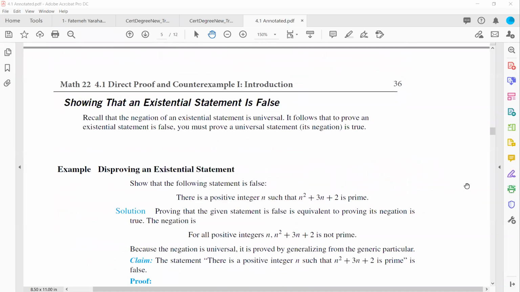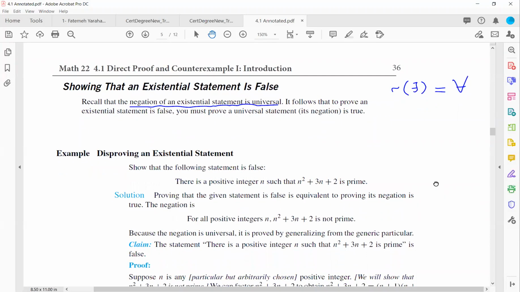Suppose you want to show that an existential statement is false. First of all, recall that the negation of an existential statement is universal. So the negation of "there exists" is going to be "for all." It follows that to prove an existential statement is false, you must prove that a universal statement, its negation, is true. Let's take a look at this example to feel more comfortable about this.